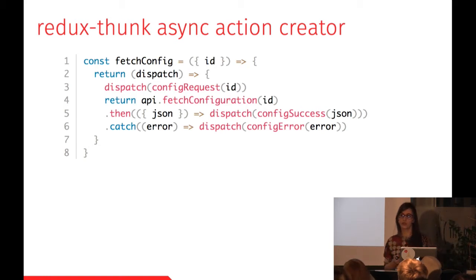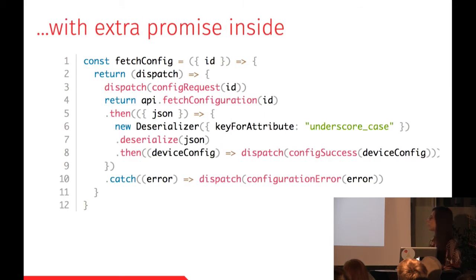It looks pretty simple, and it really is simple. So if you would like to start your adventure with asynchronous actions, it's a good way to start. But let's take a look at what would happen if we would like to include another promise. For example, performing some custom deserialization of received data. It starts to look a little bit like callback hell. And yeah, it's a bit more complicated to read, and it's also a bit more complicated to test.